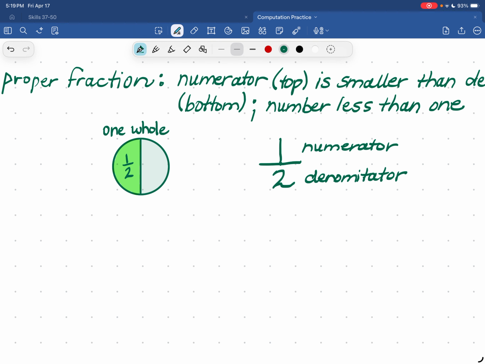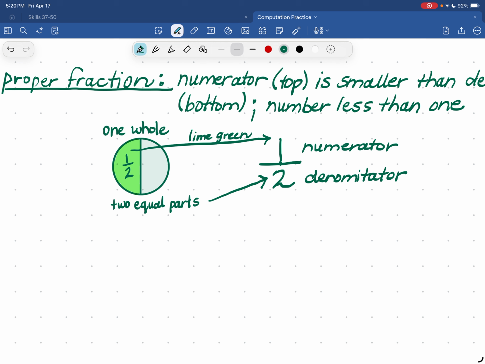Your denominator comes from 2 equal parts. So that is where this 2 is coming from. And the 1 is coming from the part that I've shaded as lime green. Okay, and that is a proper fraction.